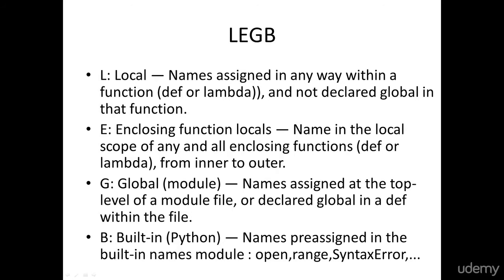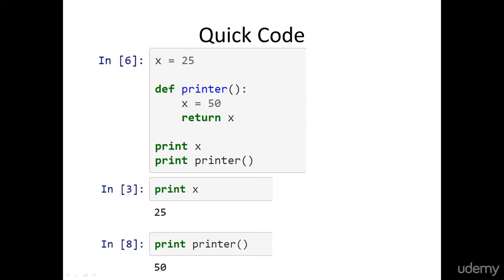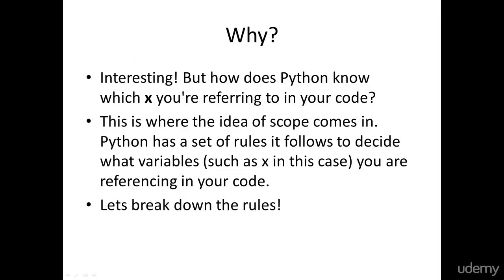So let's go ahead and start with a quick definition of all these scopes. First, local scopes. Names assigned in any way within a function, such as a def function or a lambda expression, and not declared global in that function, have a local scope. So if we go back real quick, that x equals 50 is defined within the function printer. So currently that has a local scope, which is why when you call printer, it returns 50.